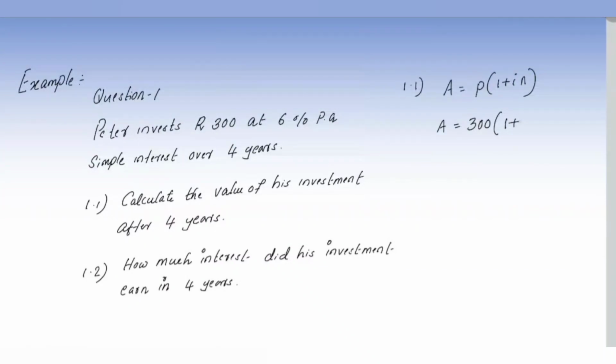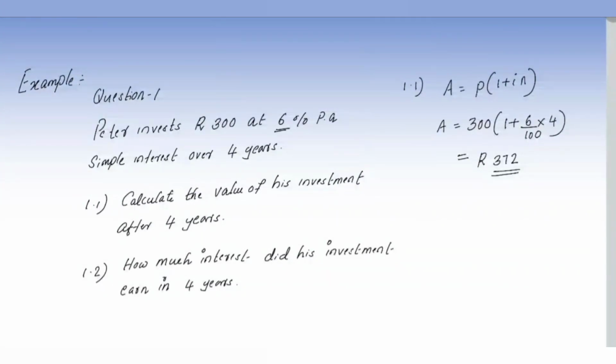Inside the bracket, 1 plus, what is i? i is r over 100. That is the decimal form of 6%. 6 divided by 100, that is 0,06. So 6 over 100 or 0,06 times n, the number of times. That is 4 years. Okay, now you can use the calculator to get the answer. So the answer is rand 372.